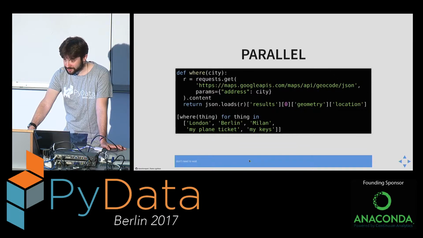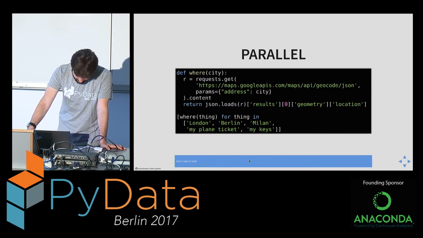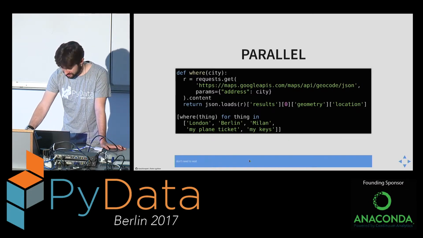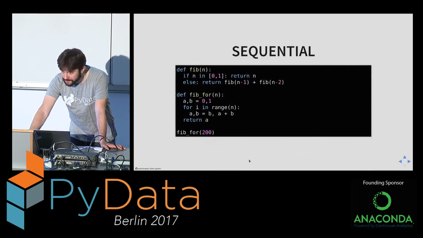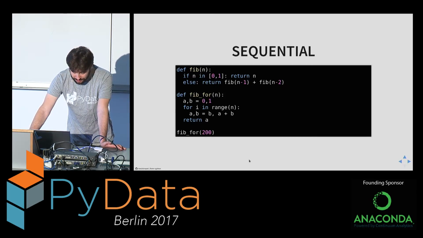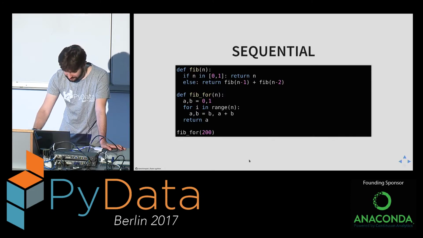An example of a parallel task. I'll ask Python where to find some things I care about. And Python asks the Google Maps API. And for this, I don't need to wait, because I don't need to know where Berlin is to know where London is. I might have more problems with other things on that list. Classical sequential task: I need to know previous outputs to get the subsequent outputs, Fibonacci numbers.